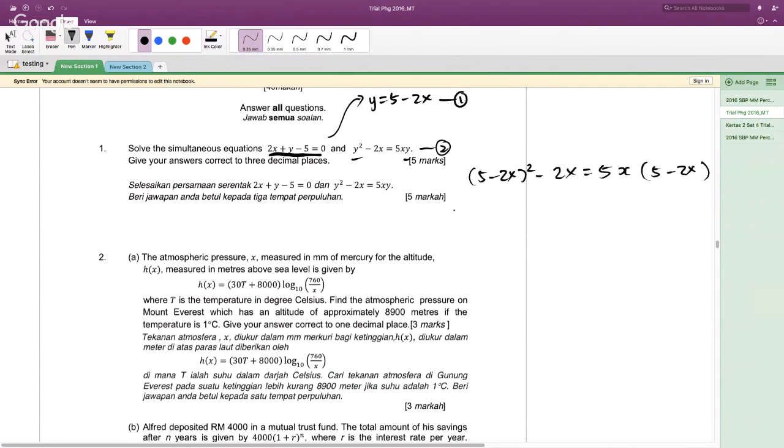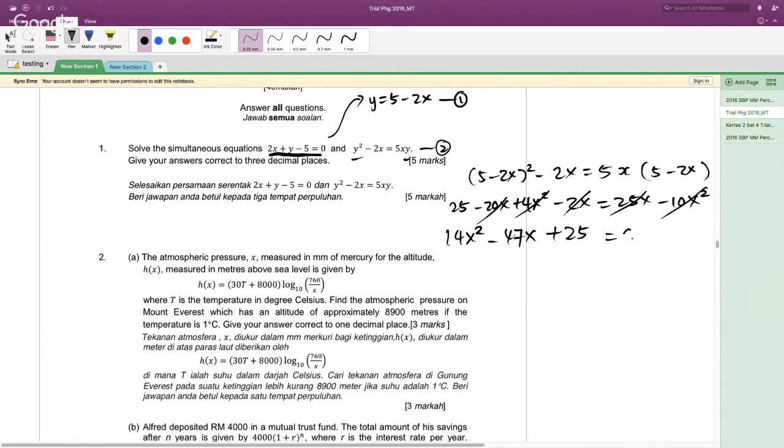And then I expand it, so I get 25 minus 20x plus 4x squared minus 2x equals 25x minus 10x squared. All right, so I will move the x squared to one side. I mean, solve the x squared. It will become 14x squared. And then I move the x to the other side. It becomes minus 45x. Sorry, we still have minus 2x here. So here should be minus 47x, and then we have a number here which is plus 25 equals to 0.